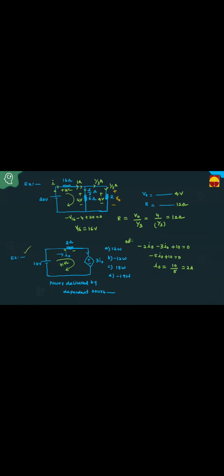Then what is the power delivered by the dependent source? This current is 2 amperes. What is this voltage? 3 into 2, so 6 volts. I naught you calculate, 3 into I naught, 6 volts. But what is the power delivered by the dependent source?